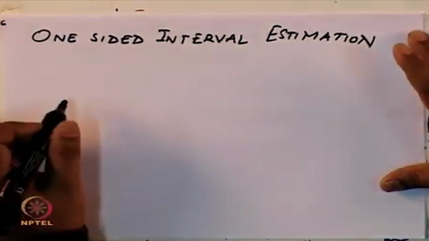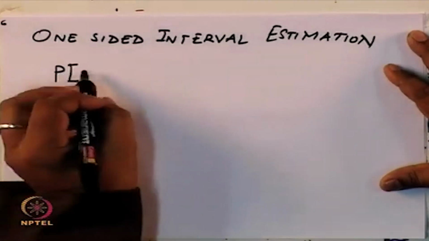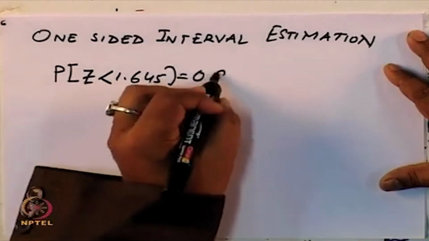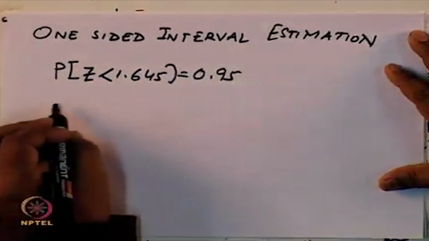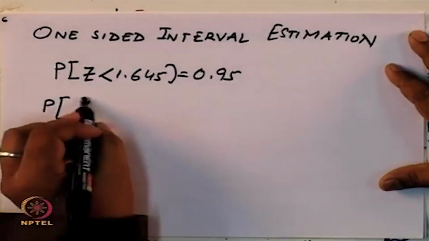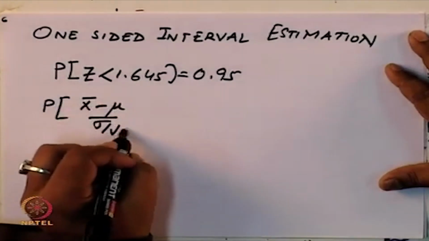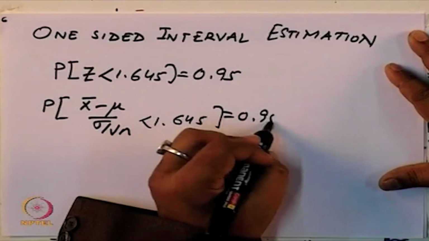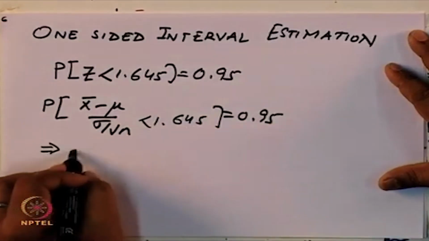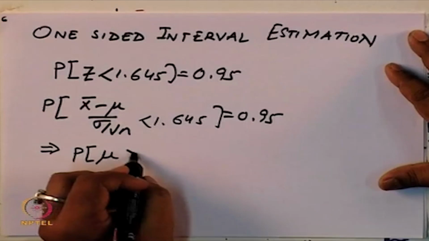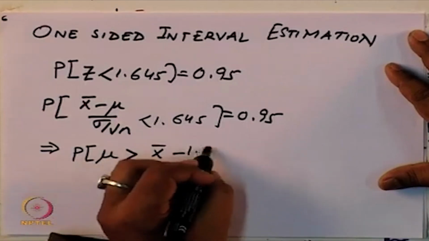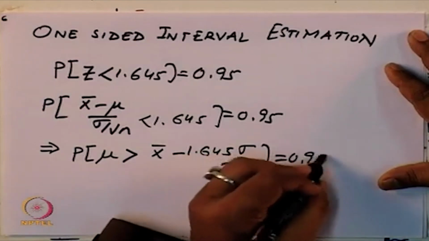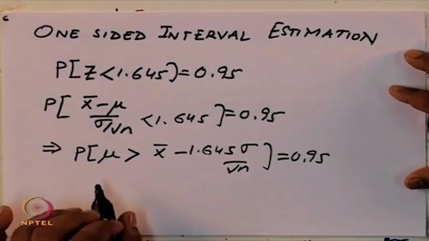Okay. So, for doing that, for a standard normal variable, we know that the probability of z less than 1.645 is equal to 0.95. So, we can put (x bar minus mu) by (sigma by root n) less than 1.645 equal to 0.95, and this would give us the probability of mu greater than x bar minus 1.645 sigma by root n equal to 0.95. Okay. So, again the 95% confidence interval.